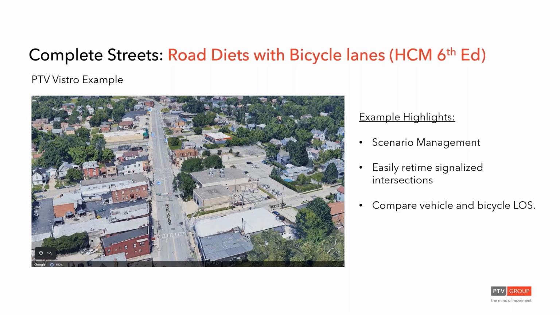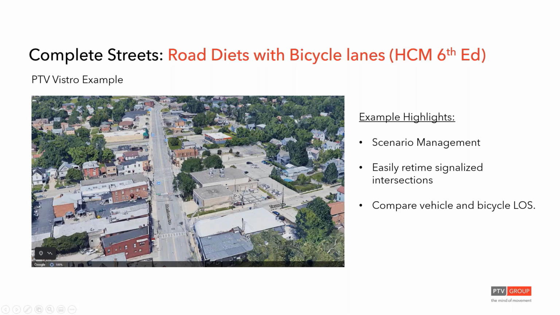So if you did a road diet on this particular street using PTV Vistro, you have some advantages by using the scenario management. By using this scenario management, you can easily retime the signals at the intersections and be able to compare back and forth from one scenario to the other, the different vehicle and bicycle LOSs and measures of effectiveness. So let's go ahead and jump straight into this example file.